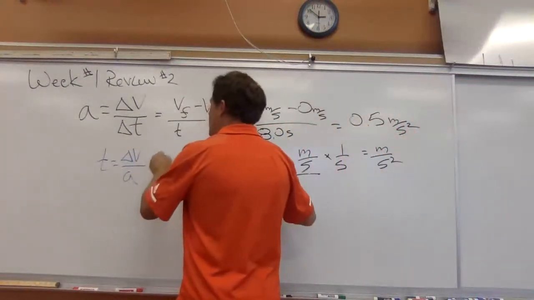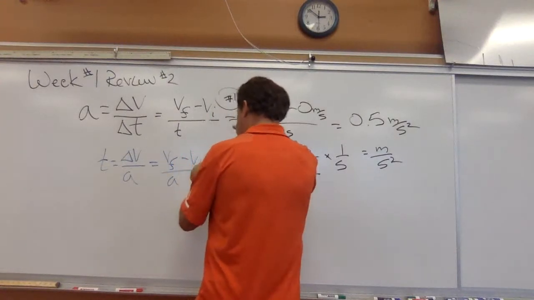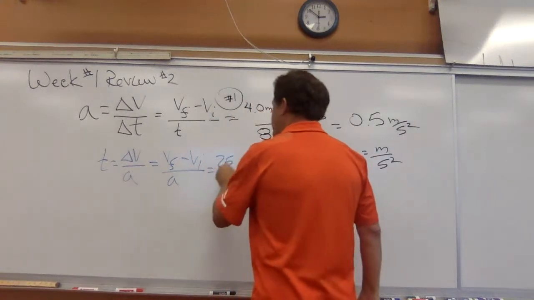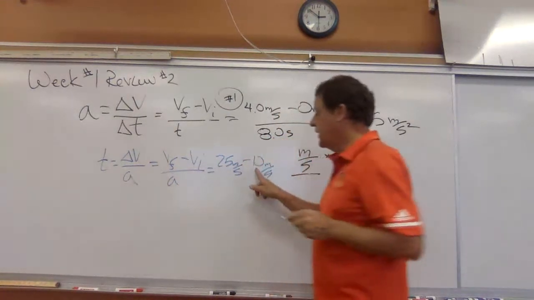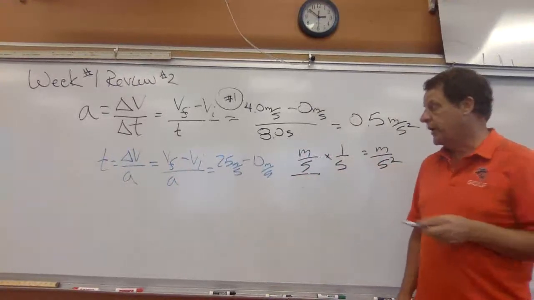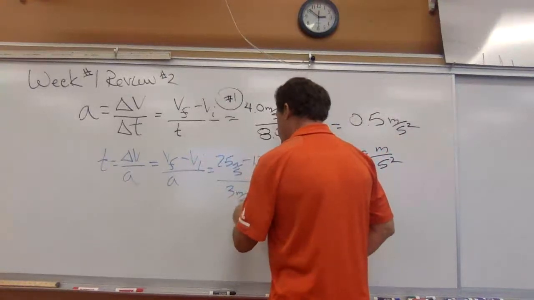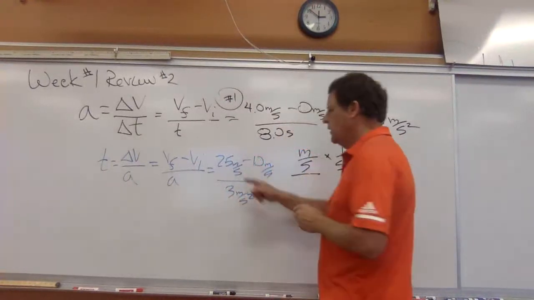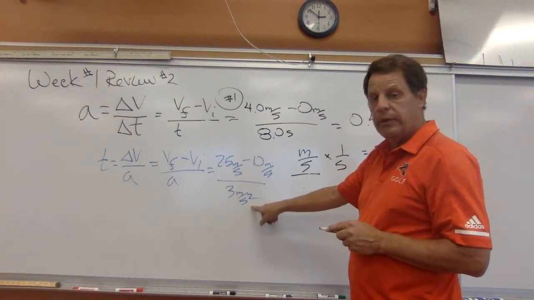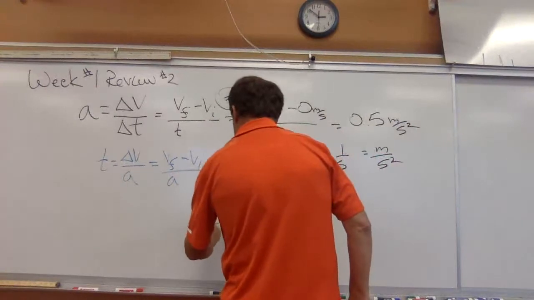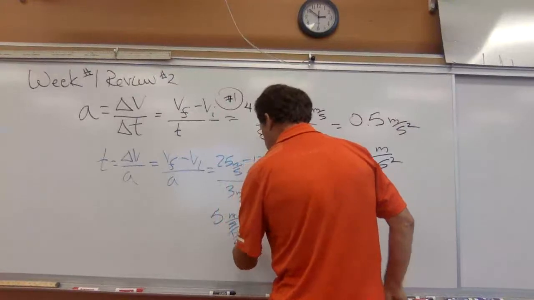Okay, so again, we're going to have our v final minus v initial over acceleration. Our final velocity was 25 meters per second. My initial velocity was 10 meters per second, okay? And we're going to divide that by 3 meters per second squared. Okay, 25 minus 10 is 15. Divided by 3 is going to be 5. And again, that's 5 meters per second divided by meters per second squared.